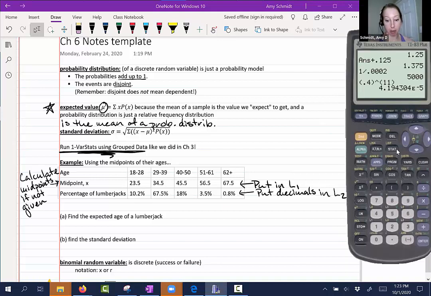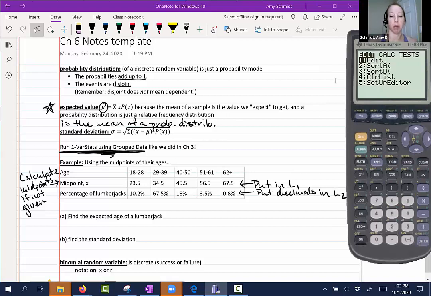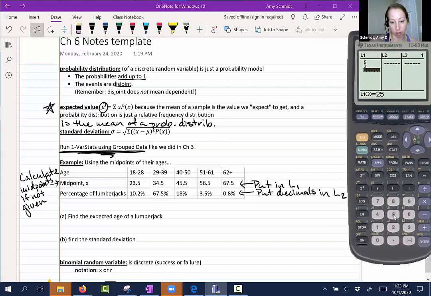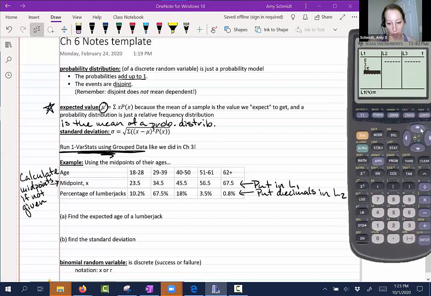We press the stat button. We press enter because the default option will be to edit your lists. If you have stuff in your list, remember you have to use the arrows in the upper right corner. Scroll all the way to the top and don't go too far or it loops you back down to the bottom. Scroll to the top so L1 is highlighted. Press clear. Don't press delete. You want L1. Press clear and then enter.